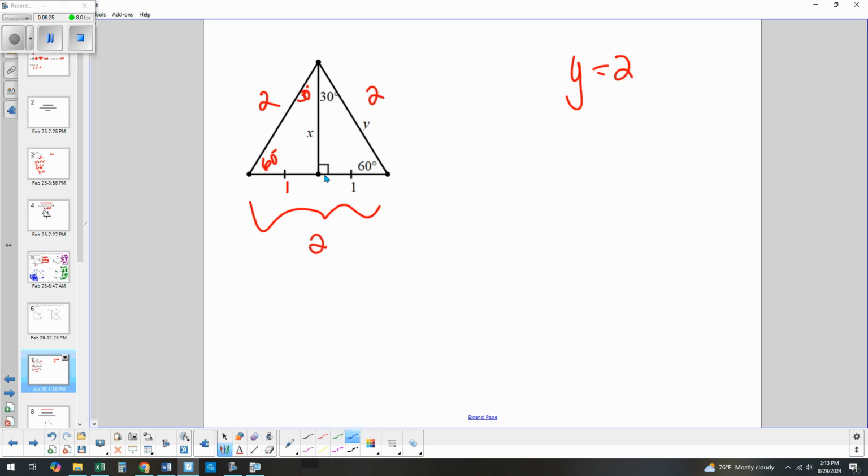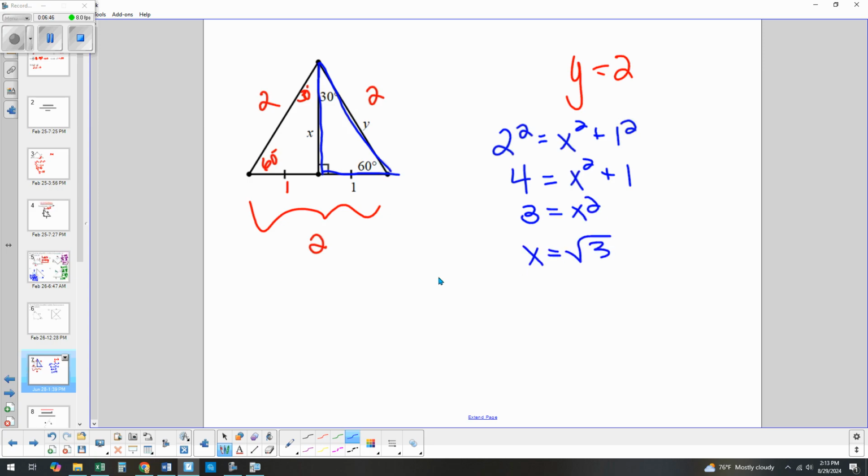Now I can focus on a right triangle to find x, because this is a right triangle here. I know the 2, I know the 1, I don't know the x. So that's going to be 2 squared equals x squared plus 1 squared. So 4 equals x squared plus 1, 3 equals x squared, x is the square root of 3. So we have 1, 1 root 3, and 2 are the three sides.